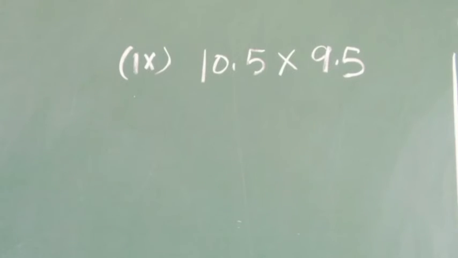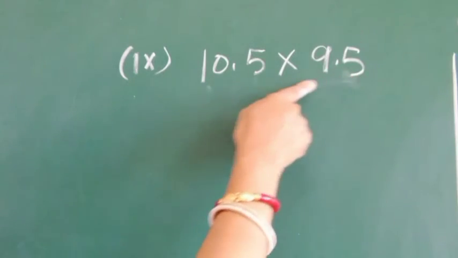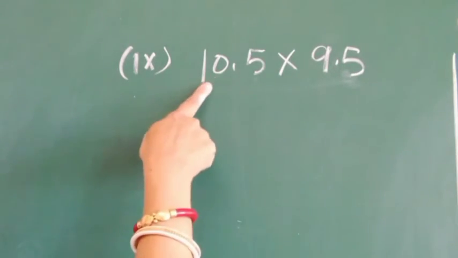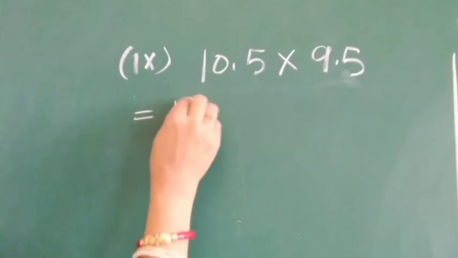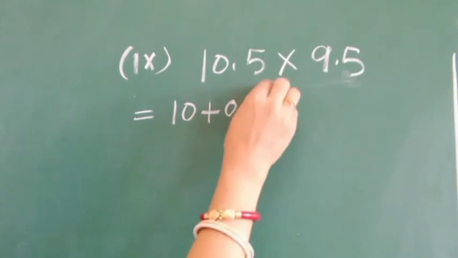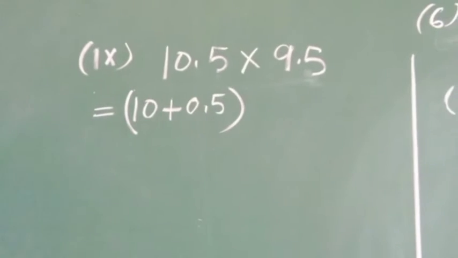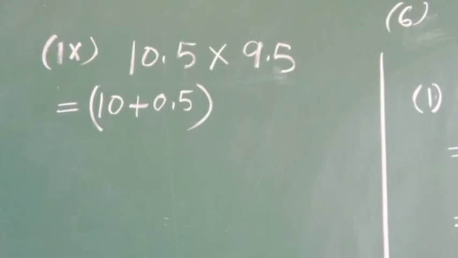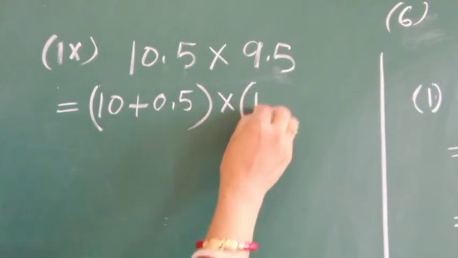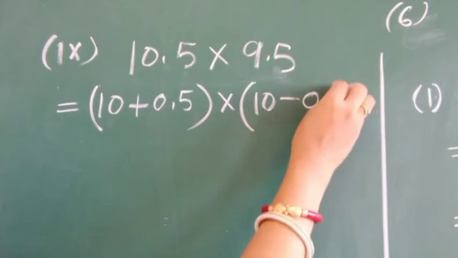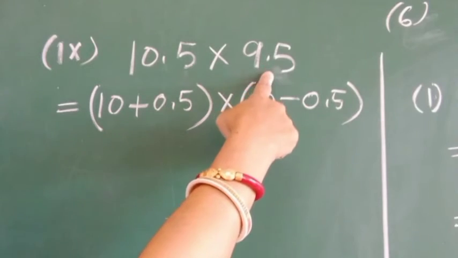Now question number 9. 10.5 into 9.5. The same question, using identity you have to find the value. 10.5 means 10 plus 0.5. Can I write 10.5 means 10 plus 0.5? Yes, of course, because we have already done so many sums. Now to find 9.5, can I write 10 minus 0.5? Yes. If I subtract 0.5 from 10, we will get 9.5.